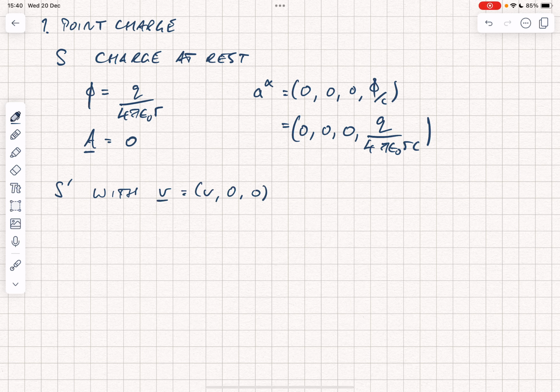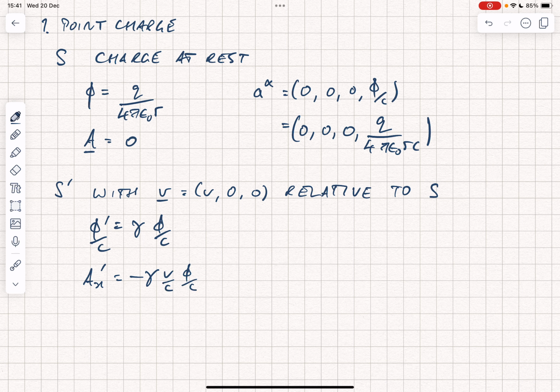Transforming this now to a frame S prime, which has a velocity v equal to V, 0, 0 relative to S, we find that phi primed over C, because remember we have a 1 over C there, is equal to gamma phi over C, so there's no factor of A in there to change anything, and A x primed is equal to minus gamma V over C, phi over C.